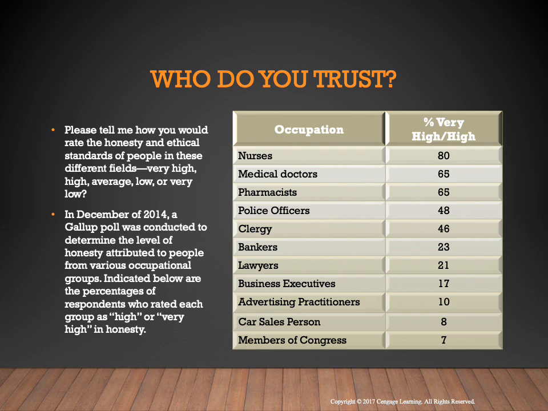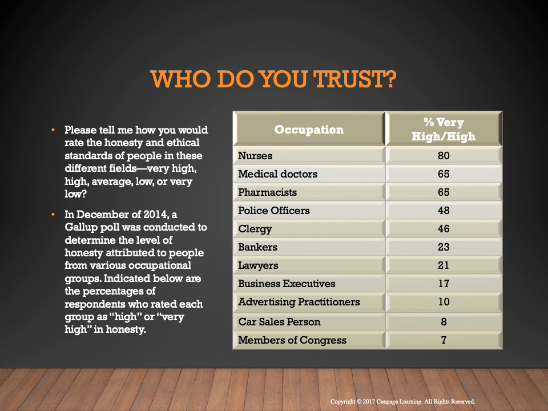Who do you trust? Please tell me how you would rate the honesty and ethical standards of people in these different fields: very high, high, average, low, or very low. This was the question asked in a December 2004 Gallup poll that was conducted to determine the levels of honesty attributed to people from various occupational groups. Indicated on the chart are the percentage of respondents who rated each group as high or very high in honesty.